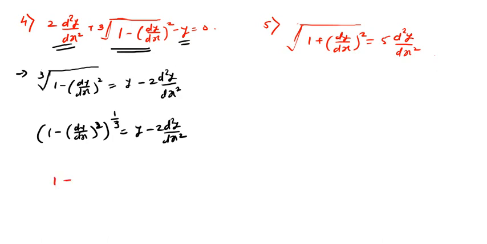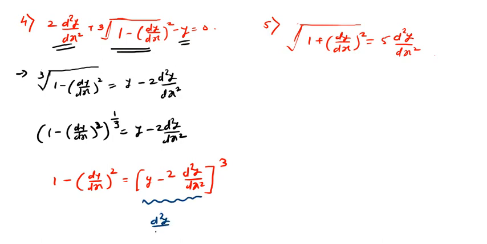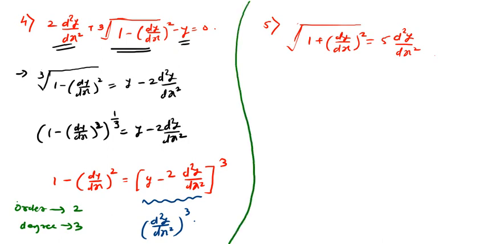See what will happen. This will be 1 minus (dy/dx)^2 equal to (y minus 2 d2y/dx^2) raised to 3. After solving this term, you will get the highest term as (d2y/dx^2) raised to 3, so that we can find the order and degree of this differential equation. Order is the highest order derivative, which is 2, and degree is the power of that highest order derivative, that is 3.